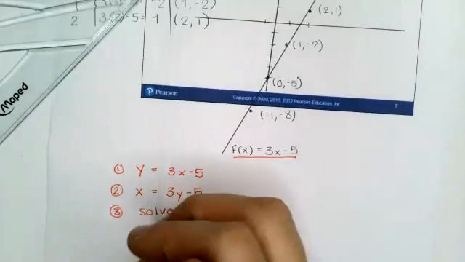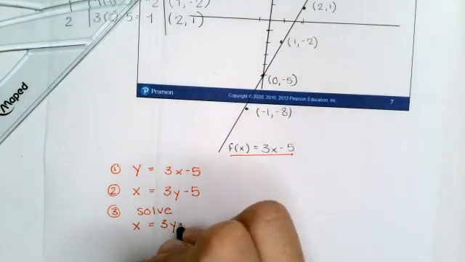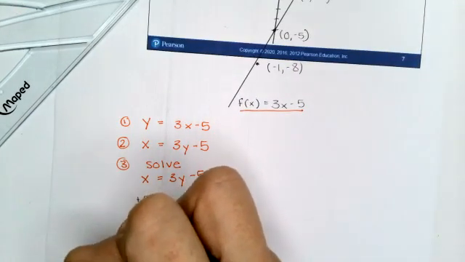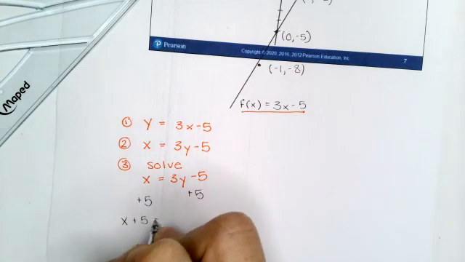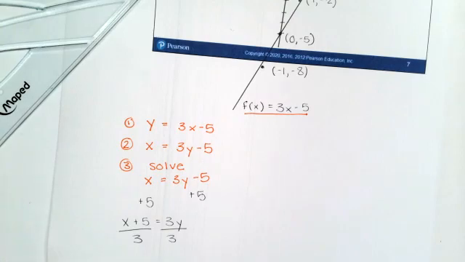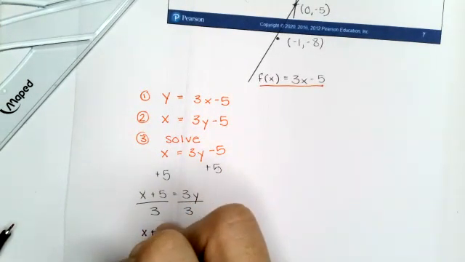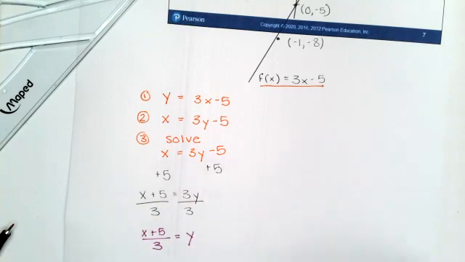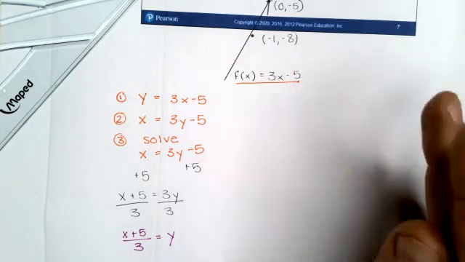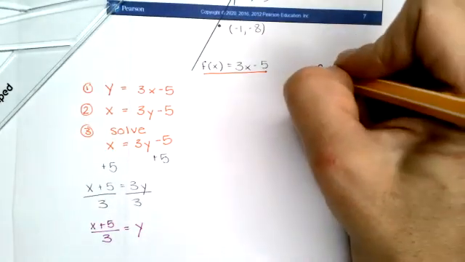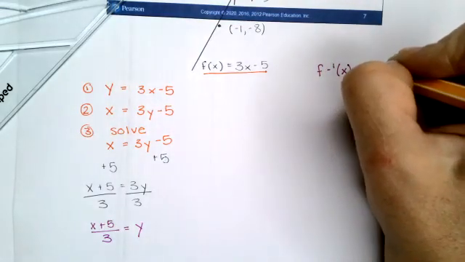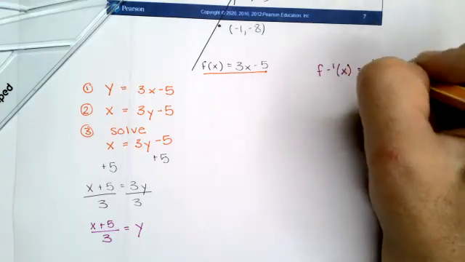X equals 3y minus 5. Solve for y. Add 5. So we have x plus 5 equals 3y. Divide by 3. And I am left with x plus 5 over 3 is y. Good. So f of x is 3x minus 5. F -1 of x is x plus 5 over 3.